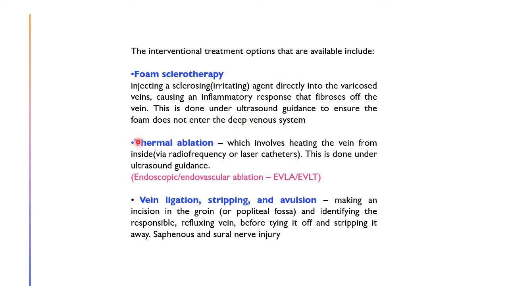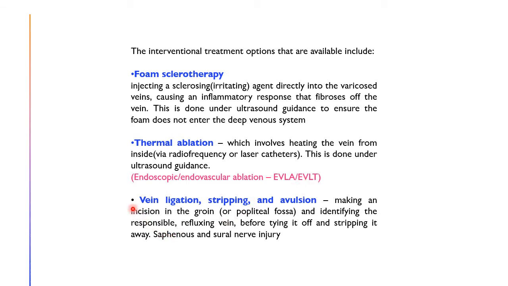The next treatment available is called foam sclerotherapy, which involves the injection of a sclerosing agent, which is an irritating agent, directly into the varicose veins, causing an inflammatory response and subsequent fibrosis of the vein. This is done under ultrasound guidance to ensure the foam or the irritant does not enter the deep venous system and cause DVT.